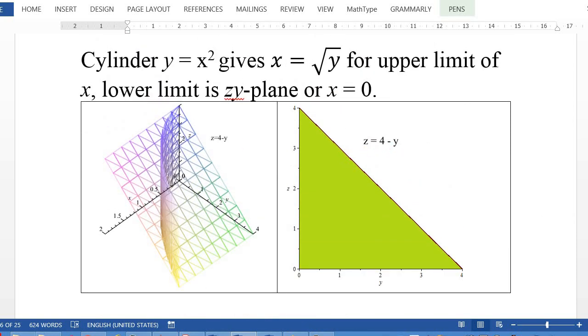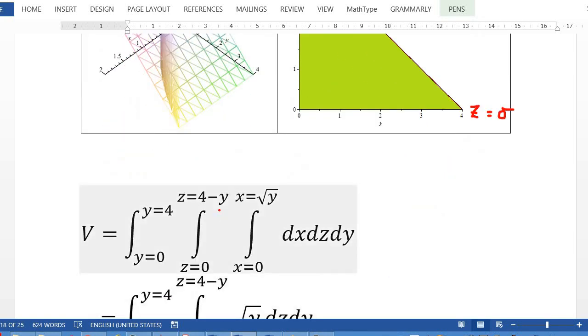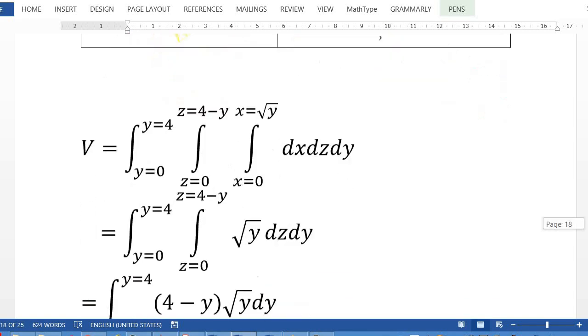z plus y equal 4, or z equal to 4 minus y. This will be the upper limit of your z. The lower limit is z equal to 0. So z goes from 0 until 4 minus y, and y goes from 0 until y equal 4.